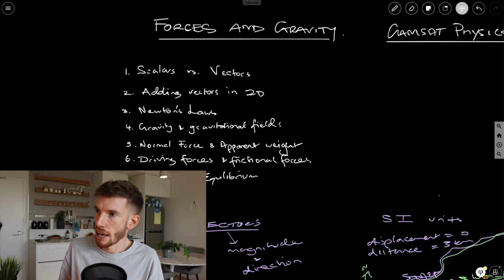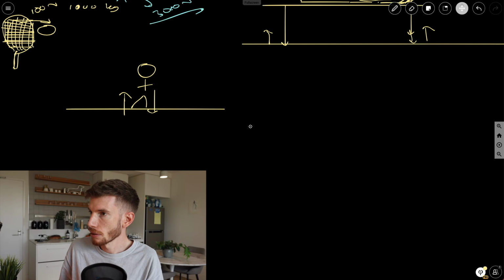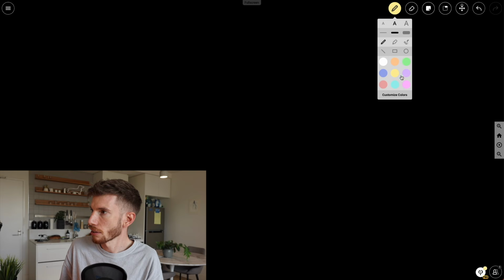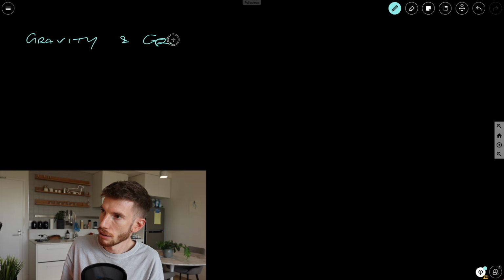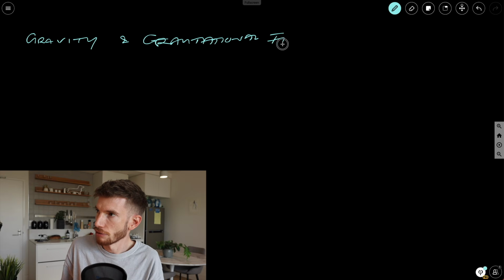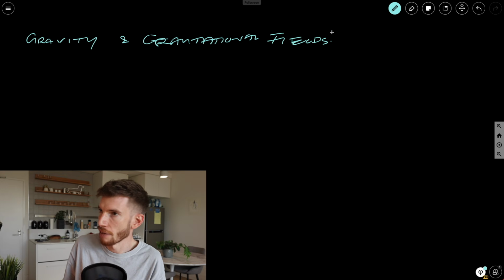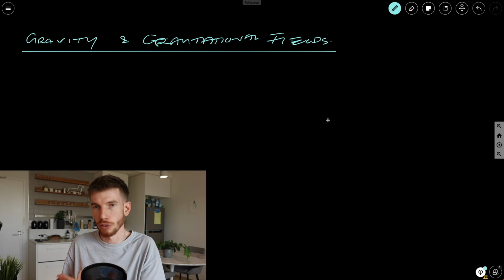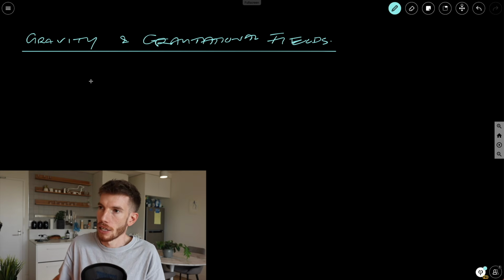So then the next one we have is gravity and gravitational fields. I think we're all familiar with the concept of gravity itself in terms of how we experience it, but what we want to look at is where does it come from? So first of all, let's start with gravitational fields.